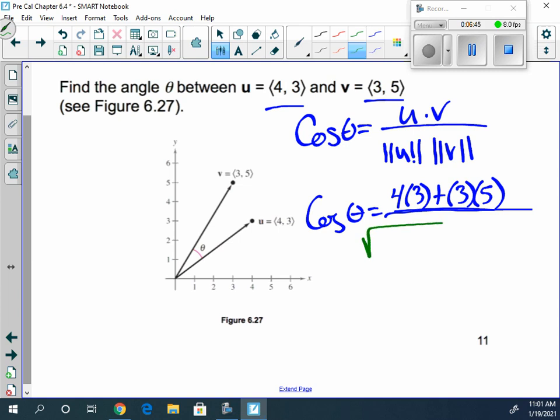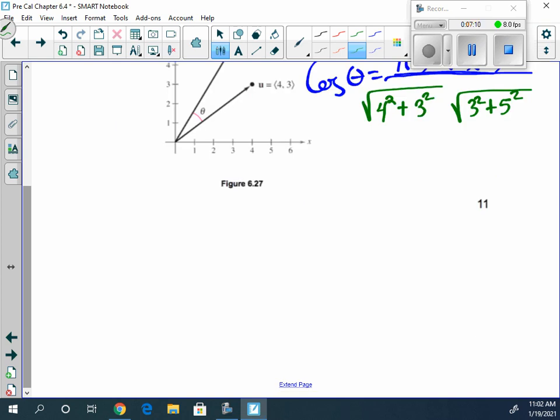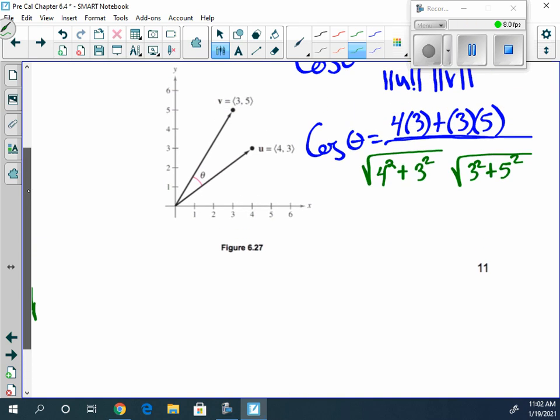Well, the magnitude of u is going to be 4 squared plus 3 squared. And the other one's going to be 3 squared plus 5 squared. Extend that a little bit so that we can see this here. So we look at this here. Cosine of theta is equal to, right, because 4 squared plus 3 squared, so it's going to be 16 plus 9.